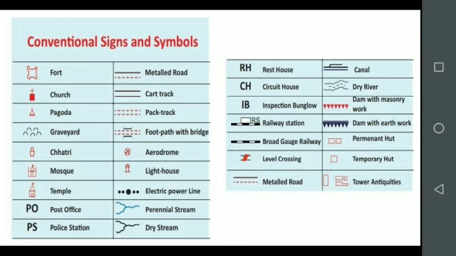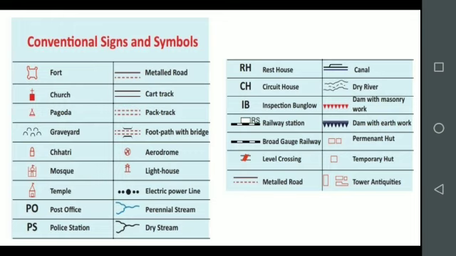One thing what we have to observe here, children, is there is a particular color to be used for particular symbols. For example, the man made structures and the religious places are all colored red. So that is fort and all the religious places plus the lighthouse, the airports, and the permanent and the temporary huts are all drawn using color red.